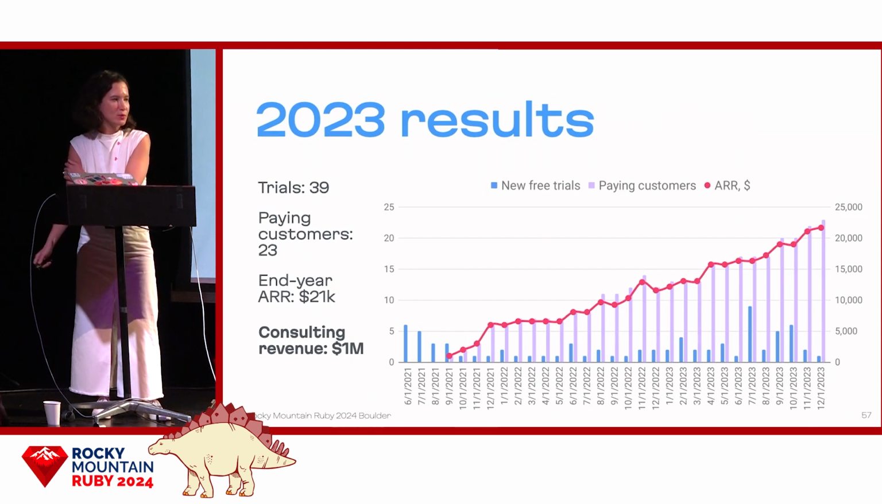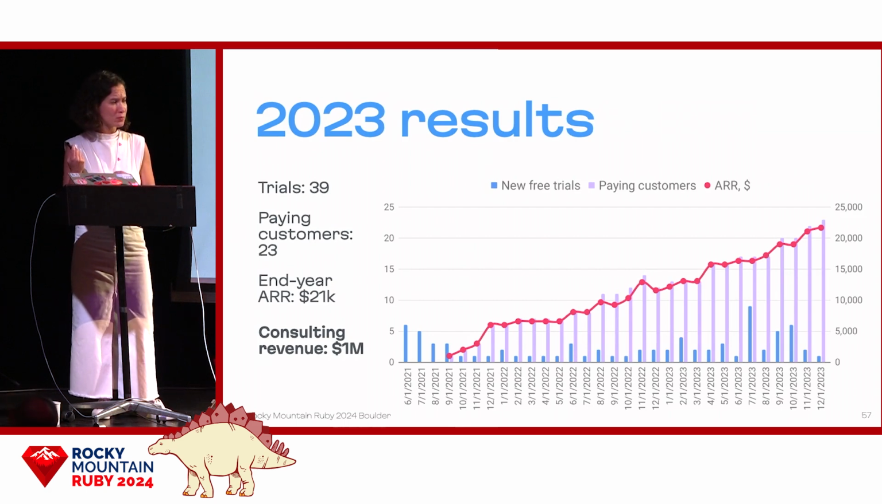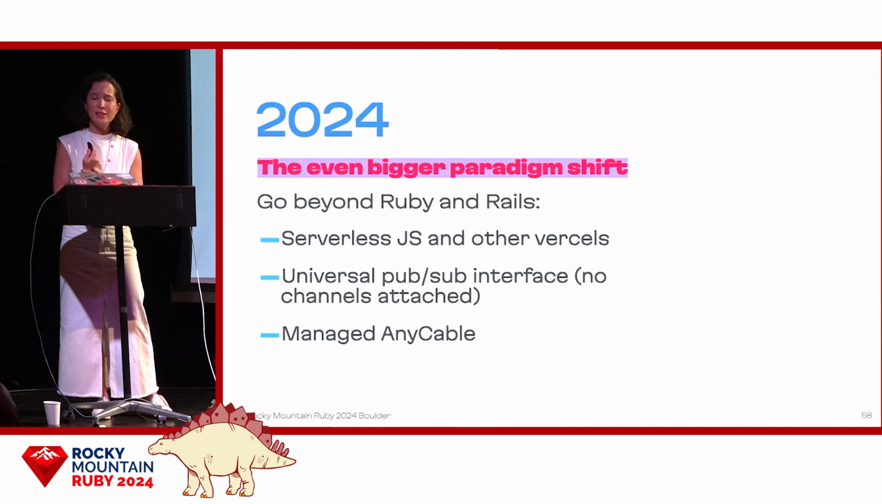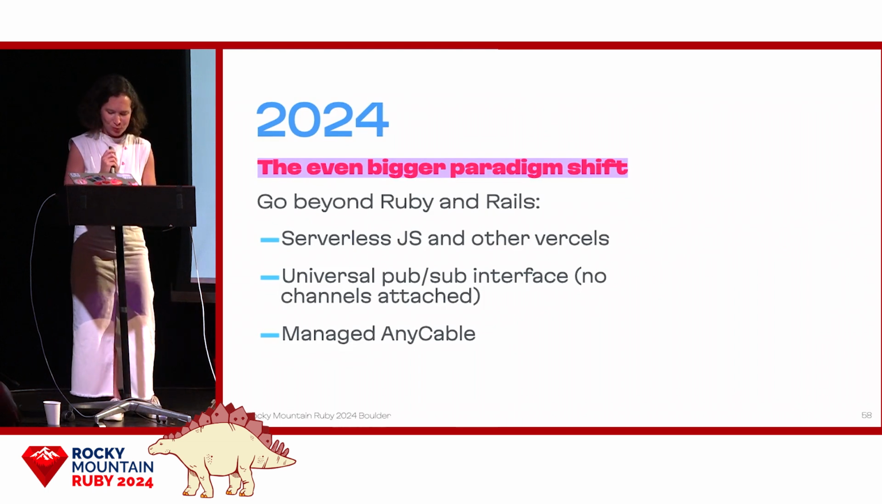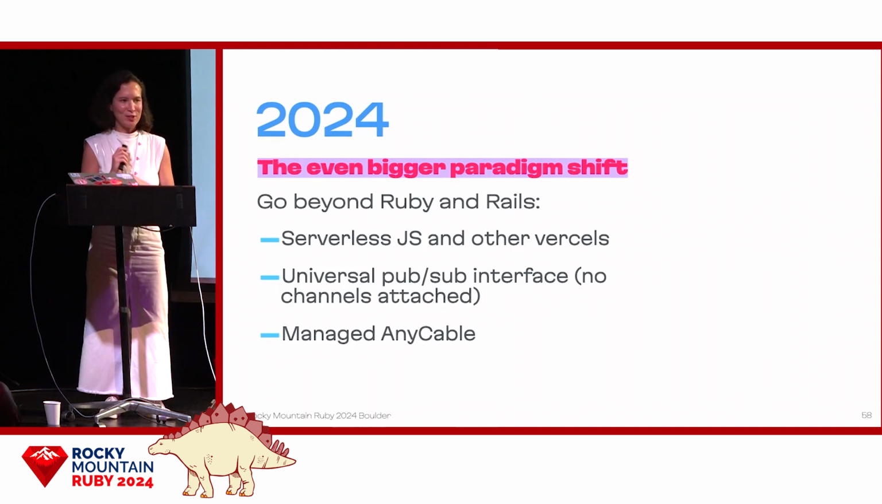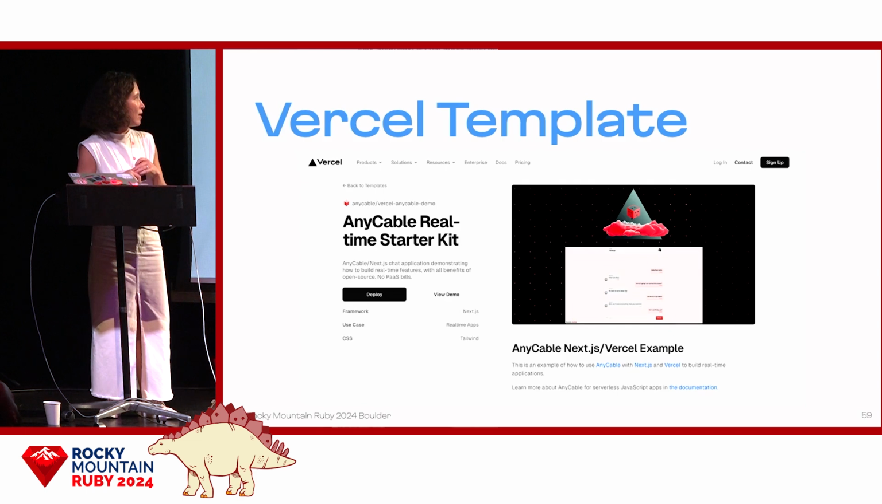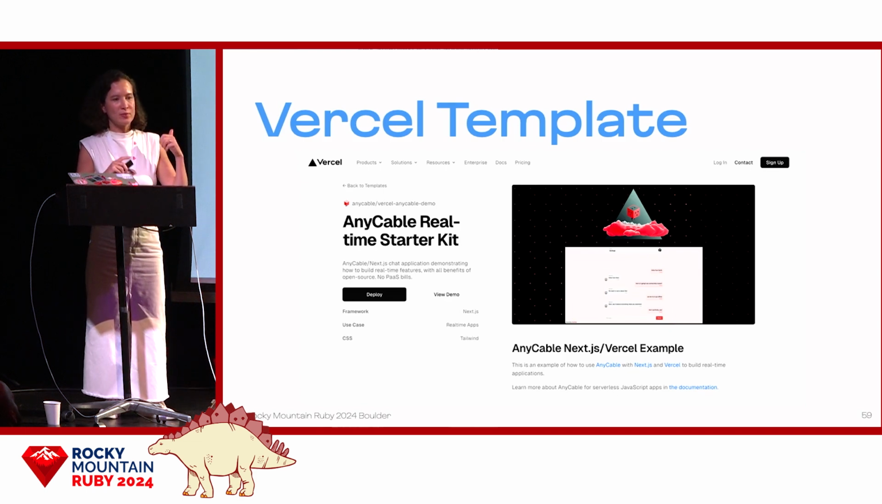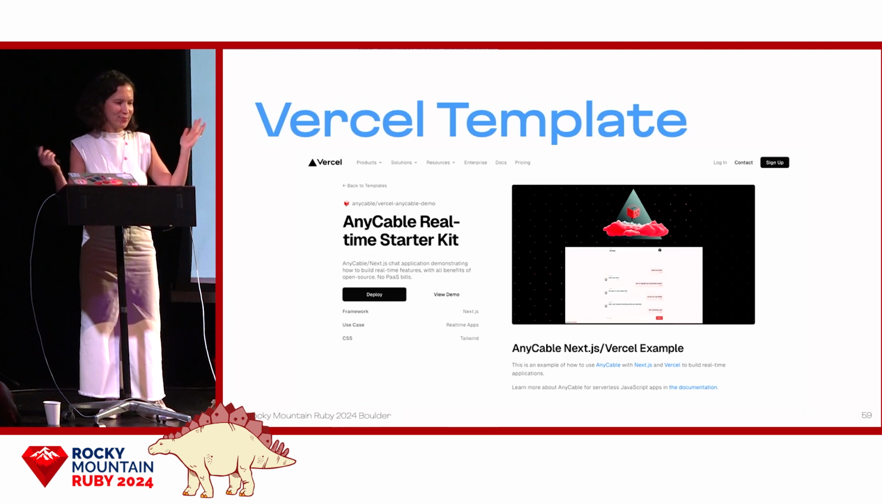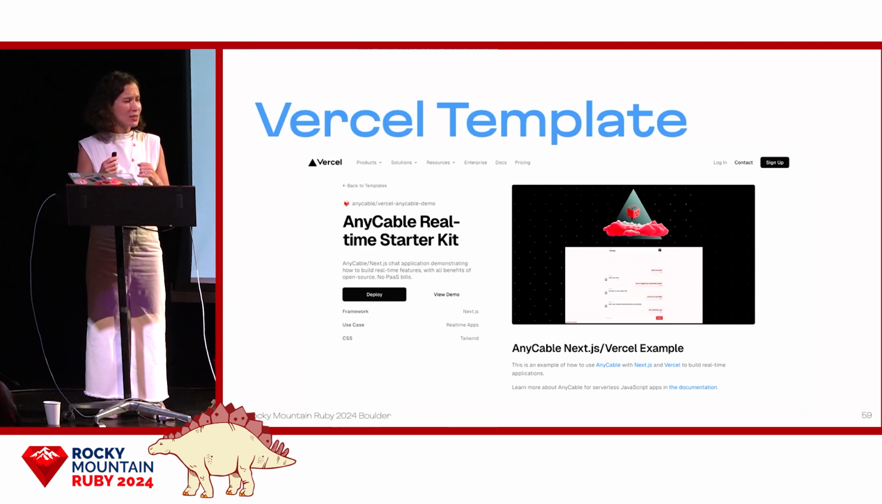We again doubled ARR and again had 1 million consultant revenue, which was kind of nice. But this year we decided, okay, let's do more. And you see, we decided we're going to go beyond Ruby on Rails. We're going to do a universal PubSub, and we're going to do Managed AnyCable. So beyond Ruby on Rails, we started with this AnyCable for serverless JavaScript, versatile template. Yeah, that's what we tried.